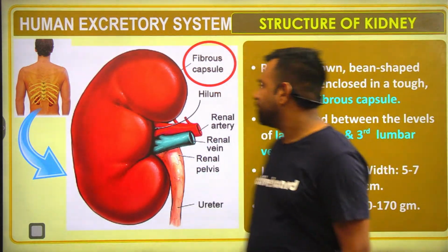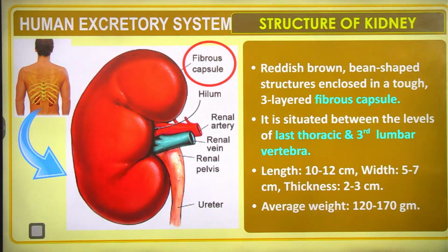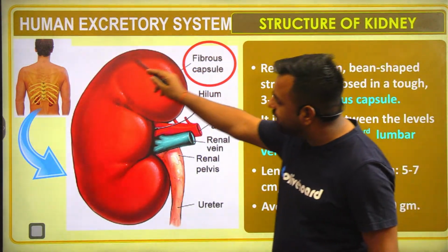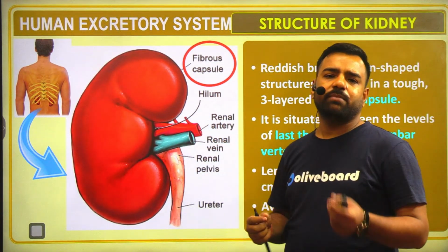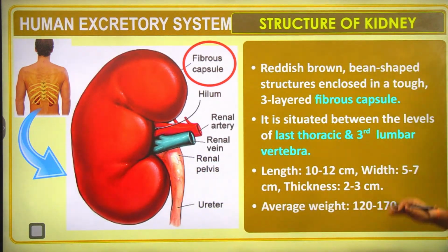Fine. Proceeding further. Here we have a reddish brown bean-shaped structure which is enclosed in a tough 3-layered fibrous capsule. It looks like the pulses, right? You can link it with rajma basically. It is situated between the levels of the last thoracic and the third lumbar vertebra. What is the length? Its length is approximately 10 to 12 centimeters, width is 5 to 7 centimeters, and thickness is 2 to 3 centimeters.